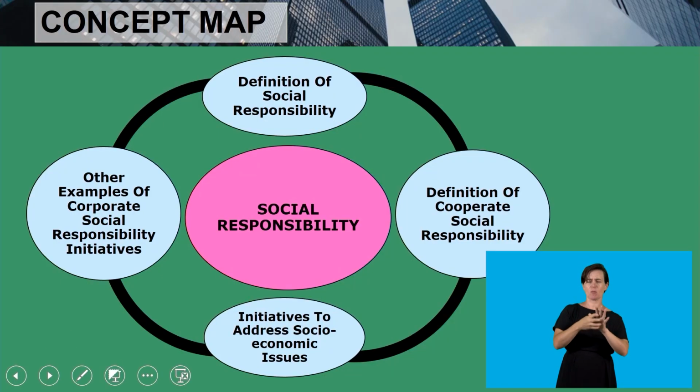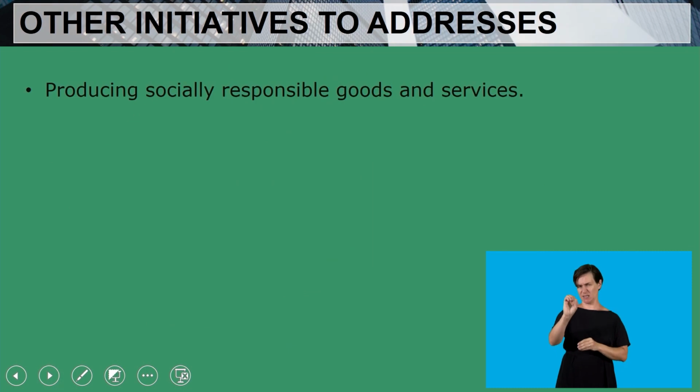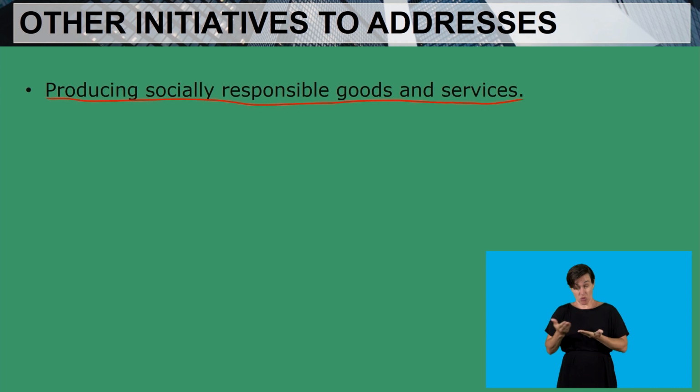Now, let us look at the last concept, which is other examples of corporate social responsibility initiatives. Producing socially responsible goods and services. So as a business, you need to make sure that the goods that you produce are socially responsible. They do not harm the end users, which are the consumers. They do not harm the environment at the end.